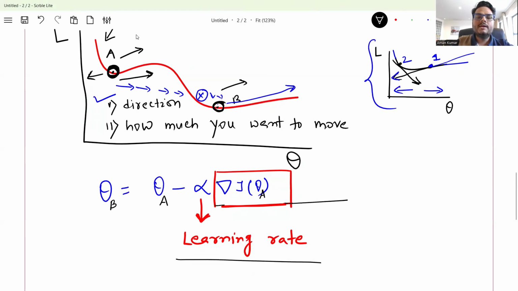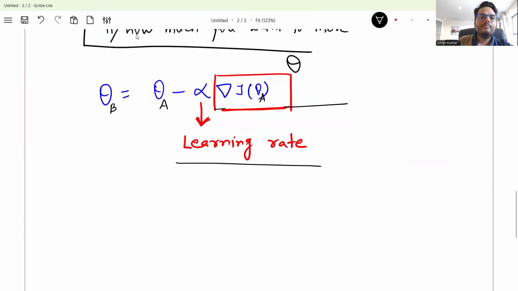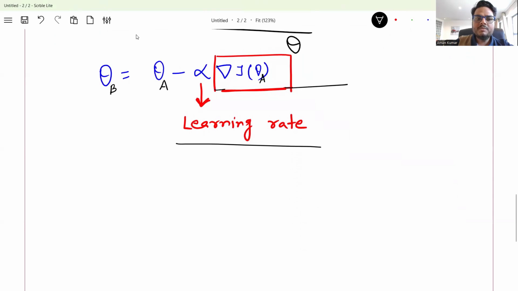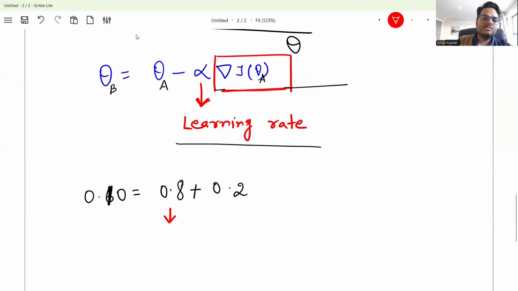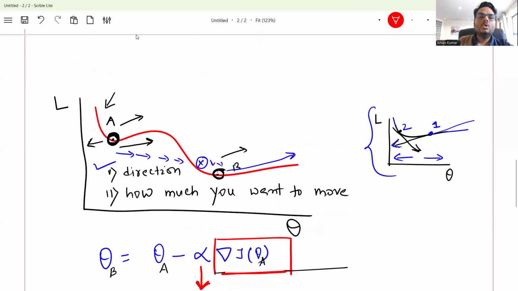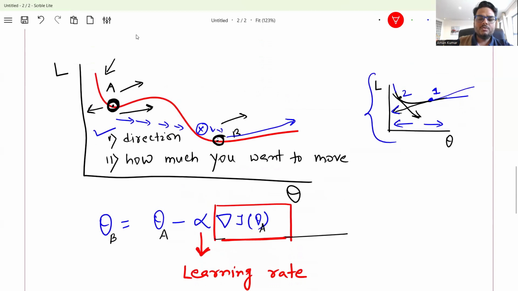So you take the direction and multiply it with the learning rate, and then from theta A you will reach theta B. For simplicity, if theta A value is, let's say, 0.8, and this is the step size, so if this comes to 0.2, then you will reach 0.6. If this comes to plus, then you will reach 0.10. So in this case, this becomes your point A, this becomes your point B, and this becomes your step size. There are three things here: how you want to move, and what your step size is.